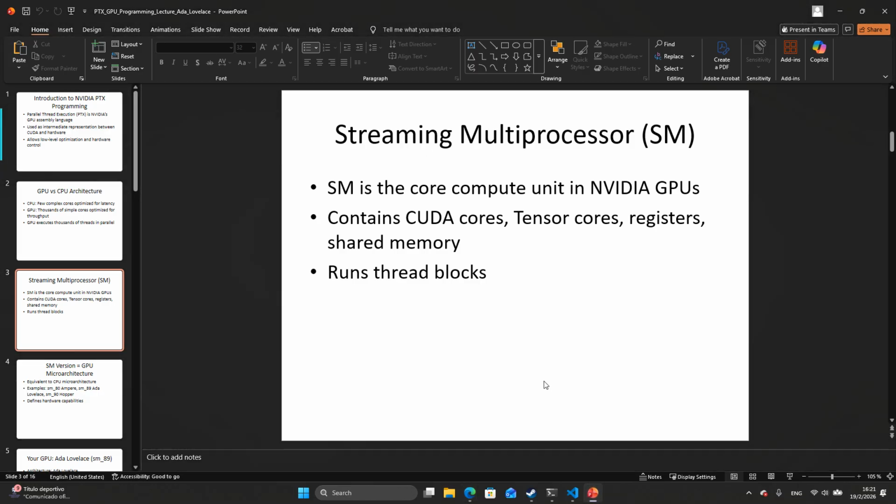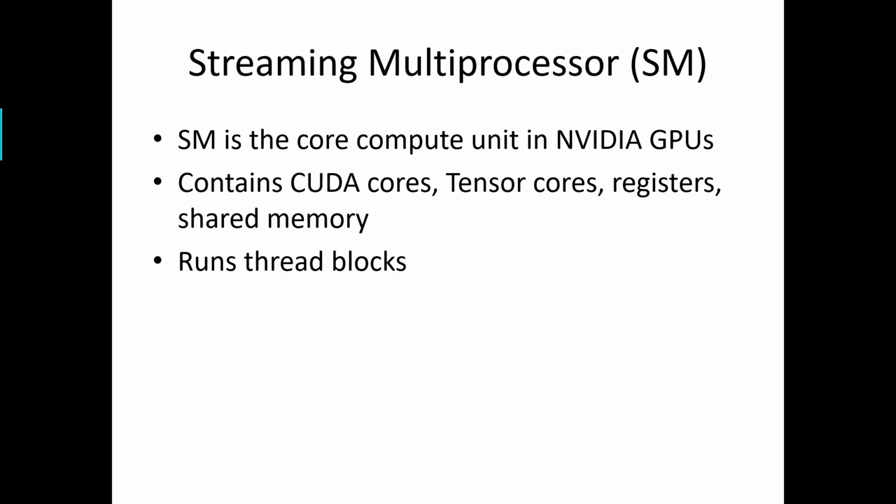So continuing with this presentation, we see the level of hierarchy: we have the streaming multiprocessor, in each core we have warps, which are groups of 32 threads running the same instruction, and then we have the smallest units, which are threads.